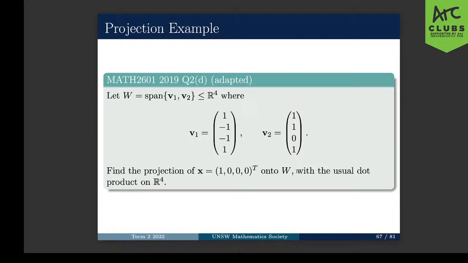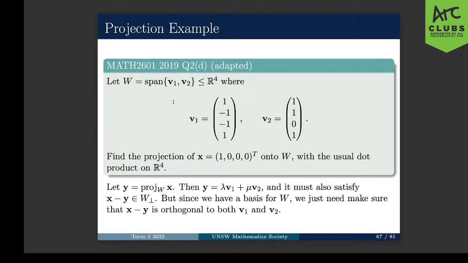Okay. So we want the projection of x onto W, right? So that's what we want. Let's just give it a name. Let's just say y is that projection that we want. Then y must be lambda v1 plus mu v2, because the projection of x onto the subspace W is the component of x inside the subspace W. And so it makes sense that y must be in W. So since y is in W and W is the span of v1 and v2, y must be a linear combination of those v1, v2 vectors.